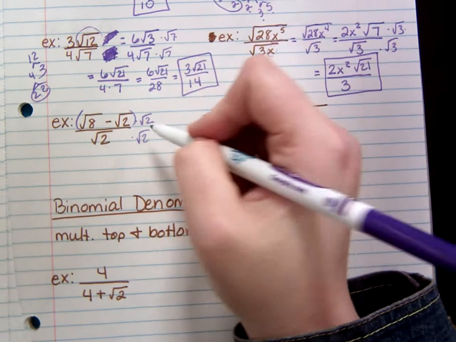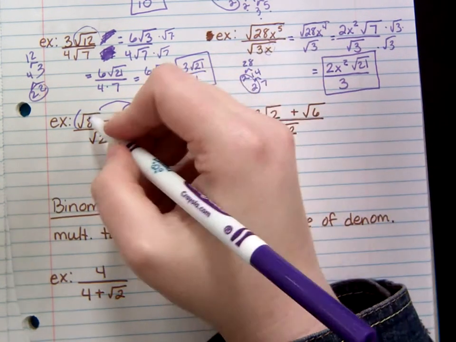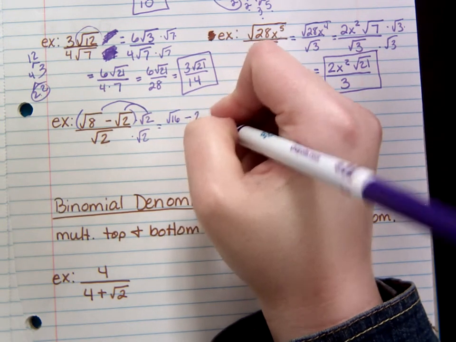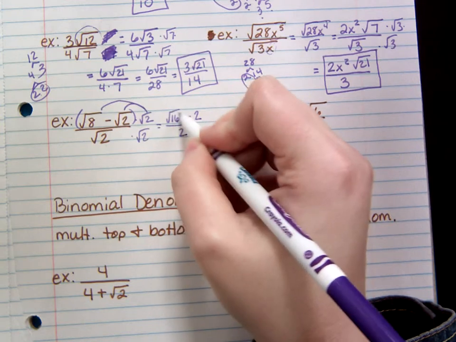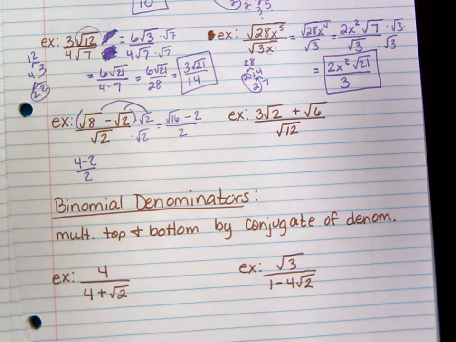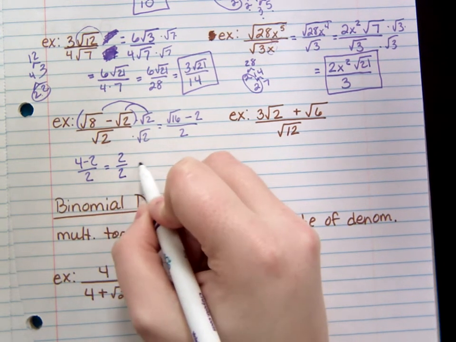So I have more than one term on the top, which means I will be distributing the square root of 2. So here I get square root of 16 minus 2 over 2. Well, square root of 16 is 4. When I subtract, I get 2 over 2, which is 1.